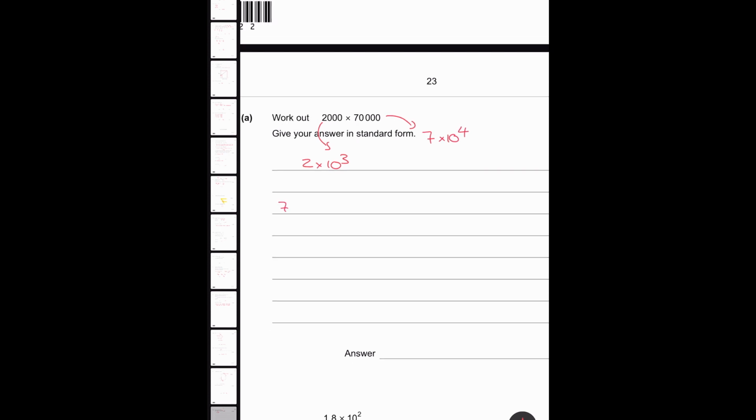Now we multiply the 2 by 7 to get 14. 10 to the power of 3 times 10 to the power of 4 gives us 10 to the power of 7 as we add the powers. This gives us 14 times 10 to the power of 7. This isn't in standard form as we have a number higher than 9 at the front. We need to change the 14 to 1.4 and increase the power by 1. This gives us 1.4 times 10 to the power of 8.